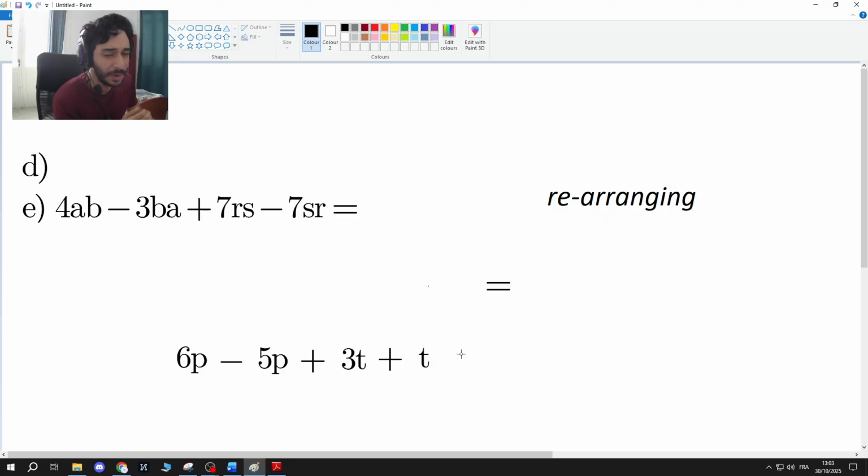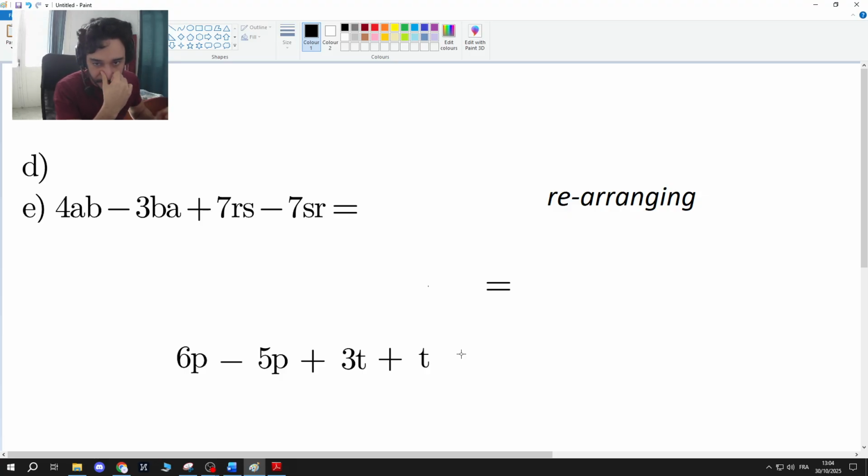Now, I want you to pause the video for a bit and think about this very well. Did I change anything, or did I just rearrange it to make it easier for my eyes? You can have a look, you can take your time, you can even rewind, see what I was doing. All I did was rearrange my expression to make it easier for my eyes.